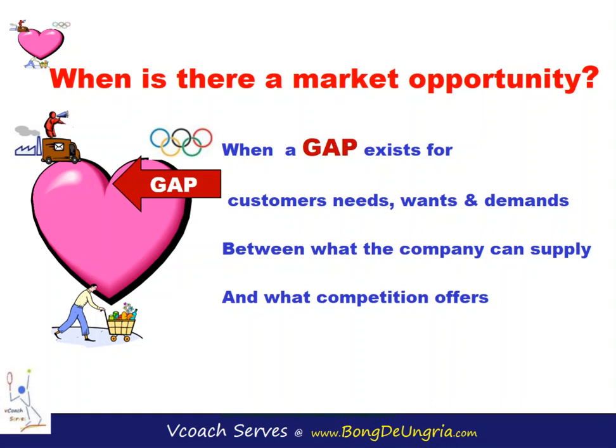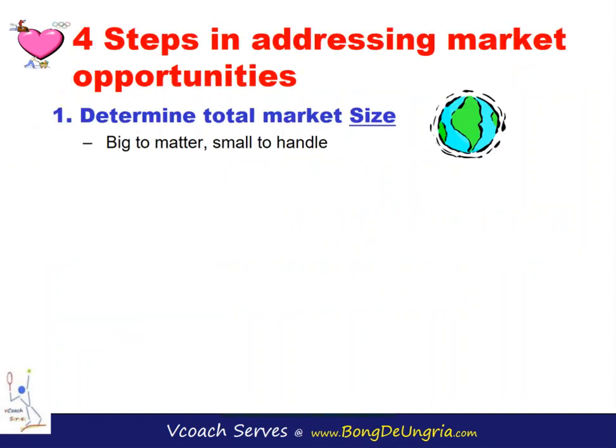When there is a market opportunity, there are four steps that need to be done. First is to size the total market. We should be able to verify that the market is big enough to matter and small enough to handle.